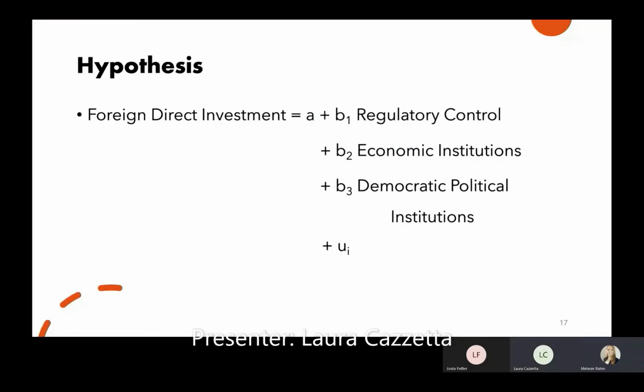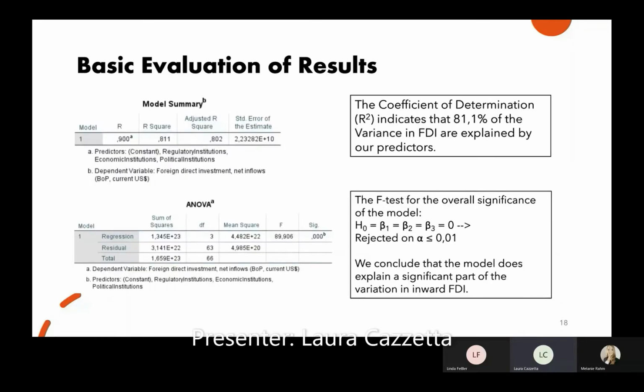So before starting the regression analysis, we firstly put our hypothesis into a formula in order to explain the relationship that occurs between the dependent variable, so the FDI, and the 3 independent factors that we created. So the regulatory control, economic institution, and democratic political institution. According to our analysis, the R-square indicates that 81.1% of the inward FDI can be explained by our 3 predictors.